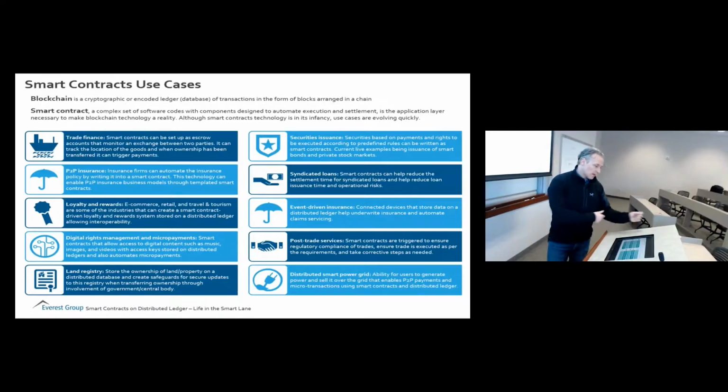Okay, so let's talk about smart contract use cases. And this will get you to start appreciating why it's not just an automation time saver, why we can build bigger structures on this. Most of these on this slide are associated with financial solutions. So peer-to-peer insurance, trade finance, security issuances, syndicated loans, event-driven insurances, post-trade services, smart distributed power grid.